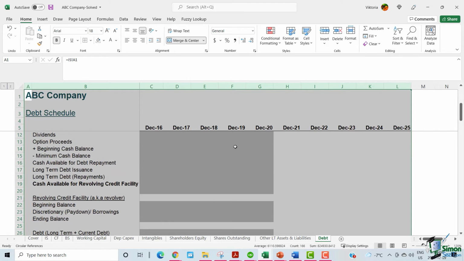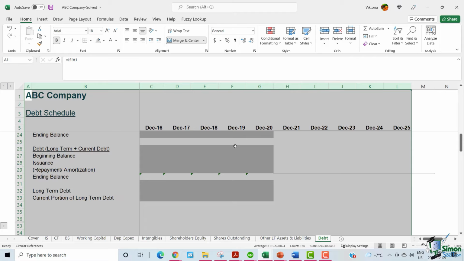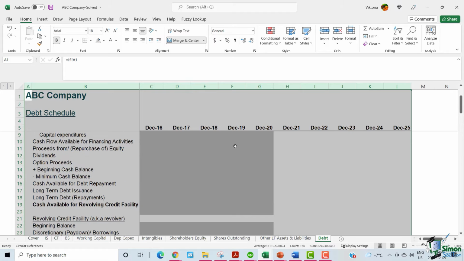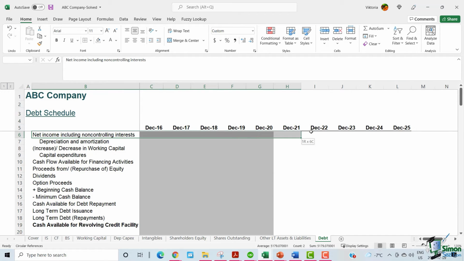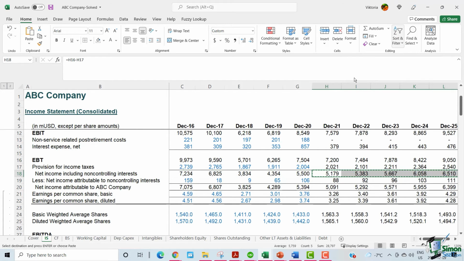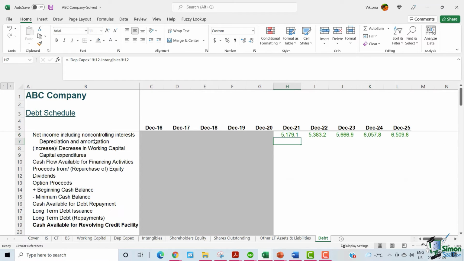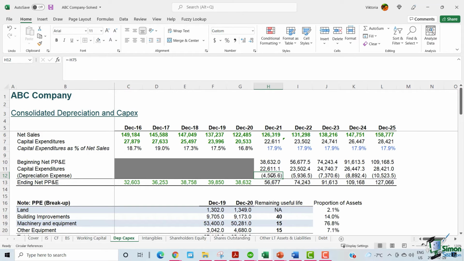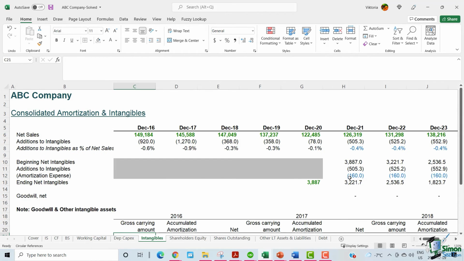As you can see in this debt schedule, there are a number of things that need to be forecasted, but don't be overwhelmed by this schedule. We have calculated the majority of the line items already, and it's going to be a simple linking exercise for the most part. Starting off with the net income, which will be linked from the income statement. We calculated the depreciation and amortization in the debt, capex, and the intangible tab. In this tab, we are going to add the depreciation and the amortization expense that we forecasted.